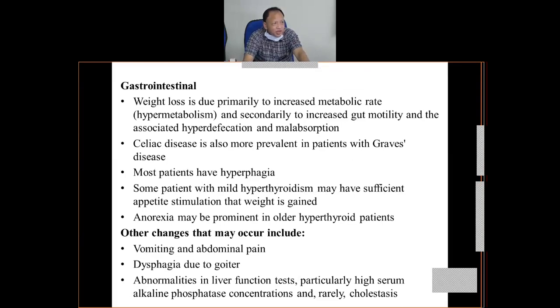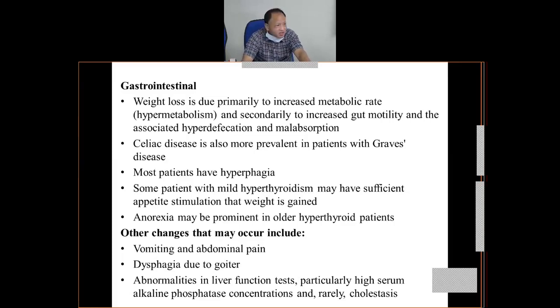Gastrointestinal changes: weight loss is primarily due to increased metabolic rate and secondarily to increased gut motility and the associated hyperdefecation and malabsorption. Celiac disease is also more prevalent in patients with Graves' disease. Most patients have hyperphagia. Some patients with mild hyperthyroidism may have sufficient appetite stimulation that weight is gained instead of lost. Anorexia may be prominent in older hyperthyroid patients.